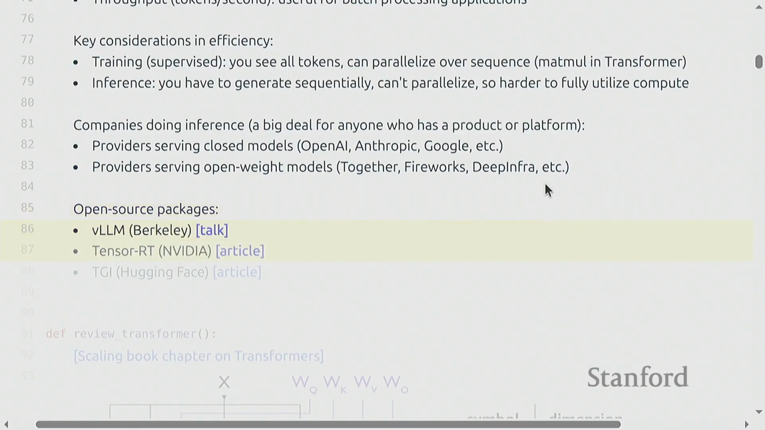So there's also a bunch of open source packages which are interesting to look at as well.